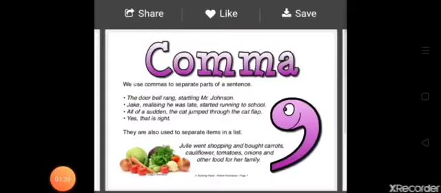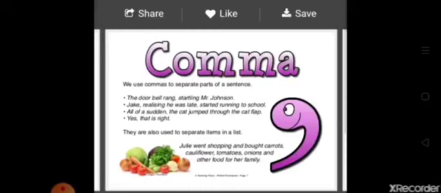The comma is used in many contexts and languages, mainly to separate parts of a sentence, such as clauses and items in a list, particularly when there are three or more items listed. We use a comma to separate parts of a sentence. Now, I am going to read a few examples which are given in this image.